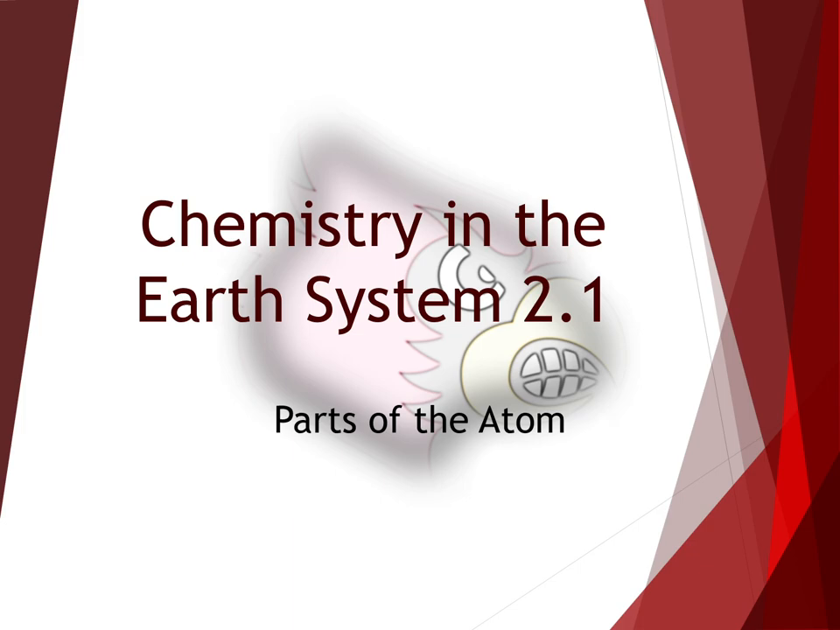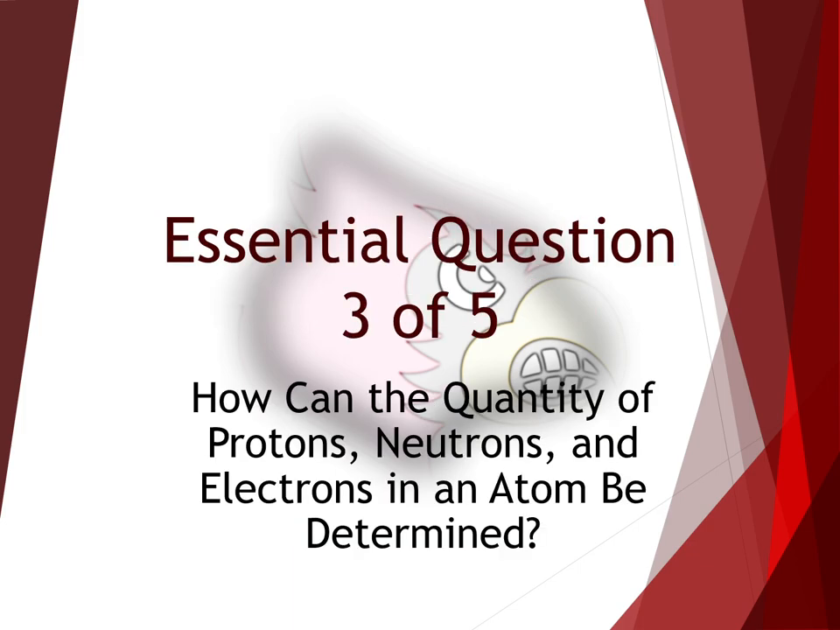This video is for Chemistry in the Earth System, Unit 2.1, Parts of the Atom. Today's essential question: how can the quantity of protons, neutrons, and electrons in an atom be determined?